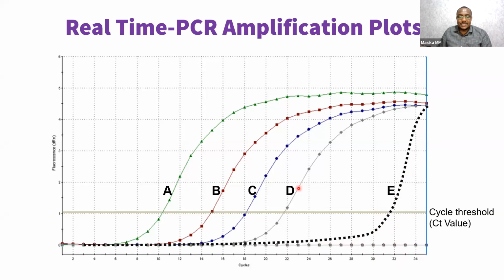But the others, this is 22. This is the cycle threshold. You read here, this is about 18. This one is about 15. This one is about 10 or 11.